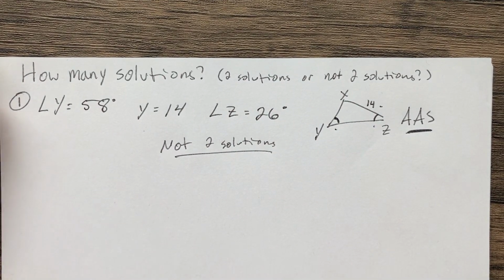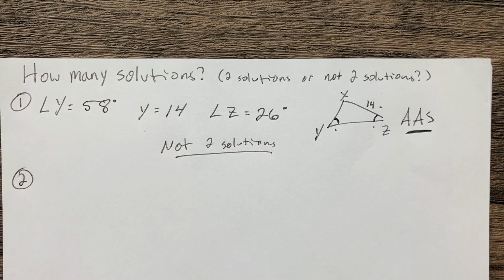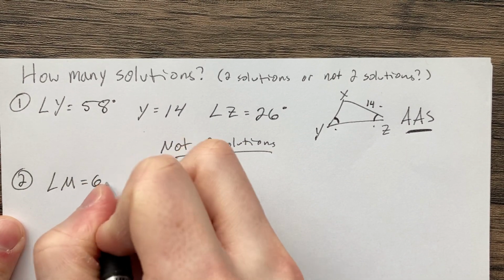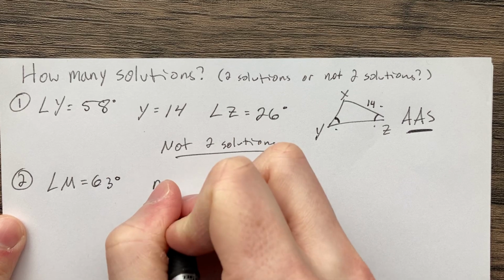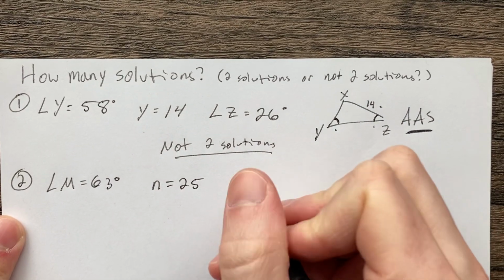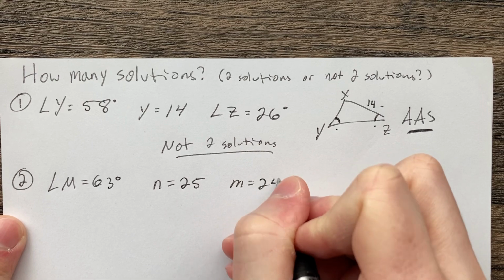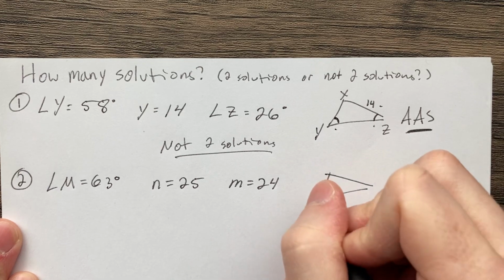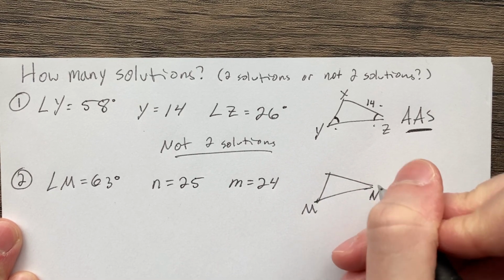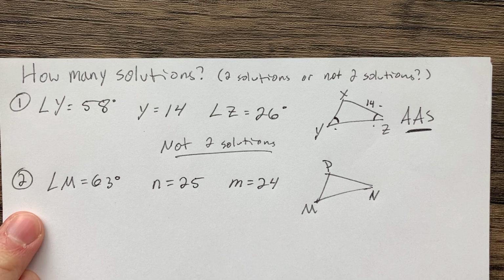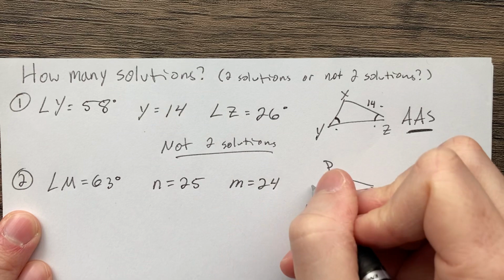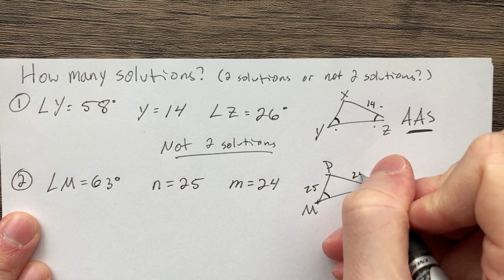Okay. Next problem. Let's see where my notes go. So the next one we have angle M is equal to 63 degrees. Side N is 25, and then side M is 24. So now let's look at our relationship here on this one. Sketch the triangle M, N, call the third one P. So we know angle M, we know side N is 25, side M is 24.